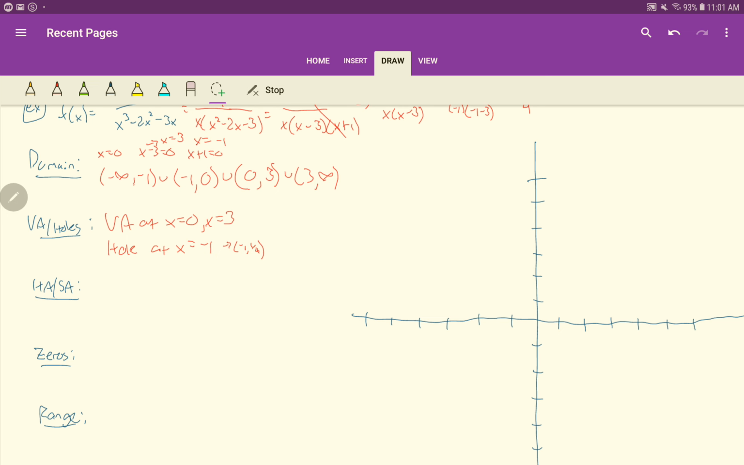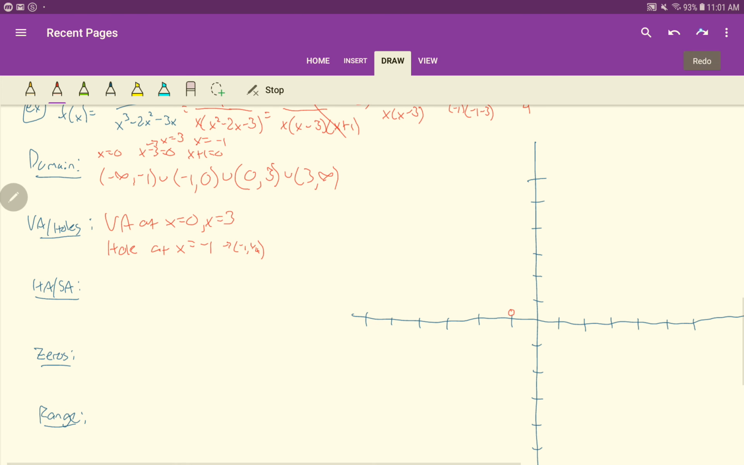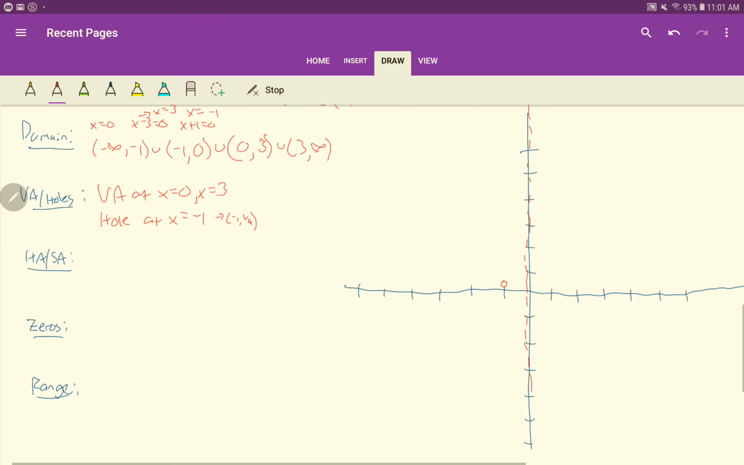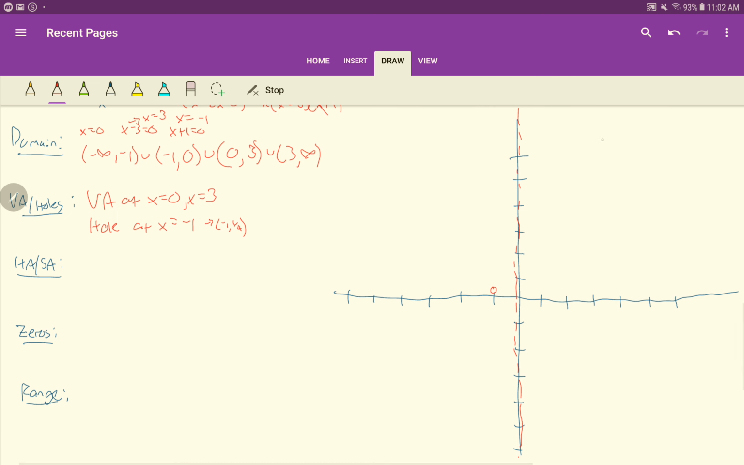So I'll go ahead and plot that hole at (-1, 1/4), it's going to look something like that. So you actually draw an open circle there for the hole. A vertical asymptote at 0, so that's our y axis here, and I didn't do a very good job. All along the axis there. Okay, and then at 3.